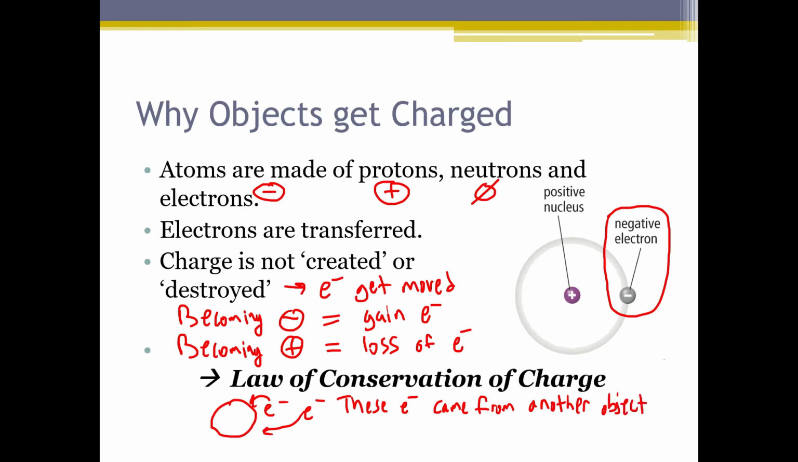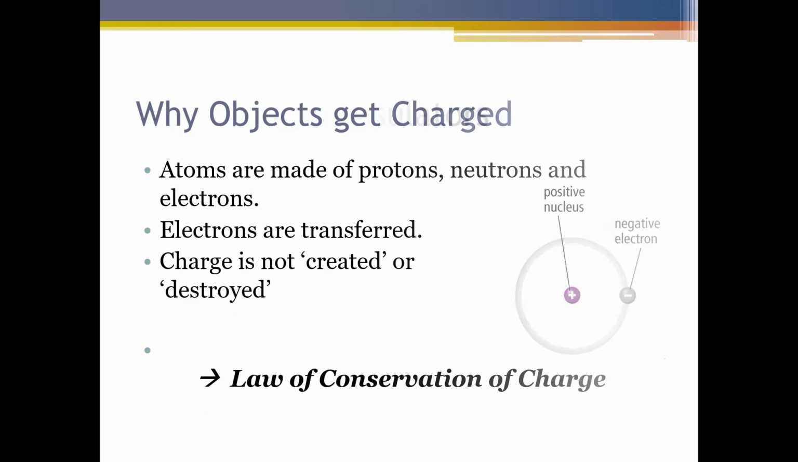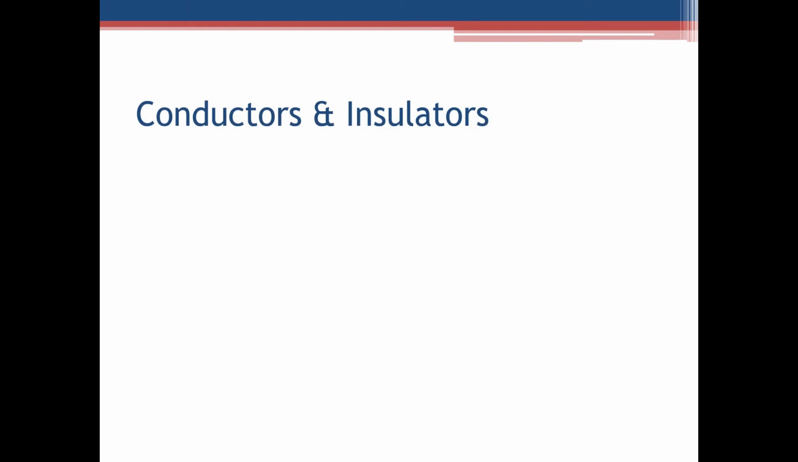Okay. So when things get charged, they either gain electrons or they lose electrons. And if something gains electrons, then something has to lose an equal amount of electrons. All right. Now, in the realm of electrons, electrons can travel through various substances. Some substances are a little easier than others.